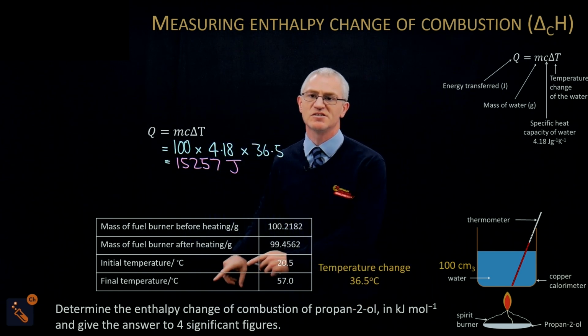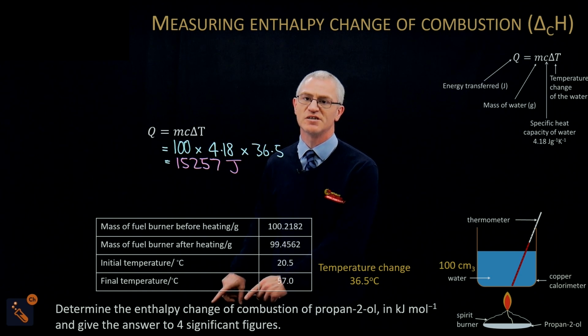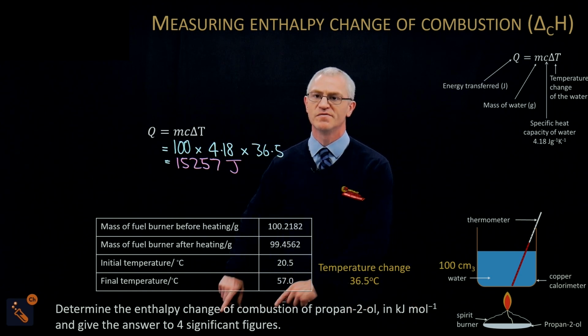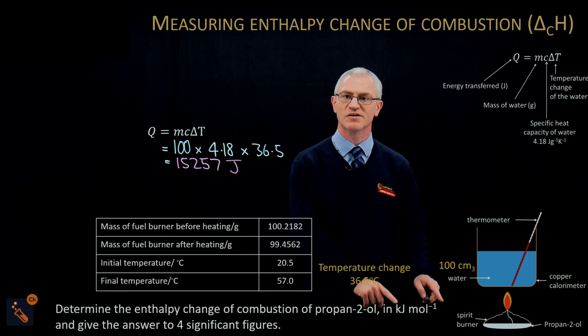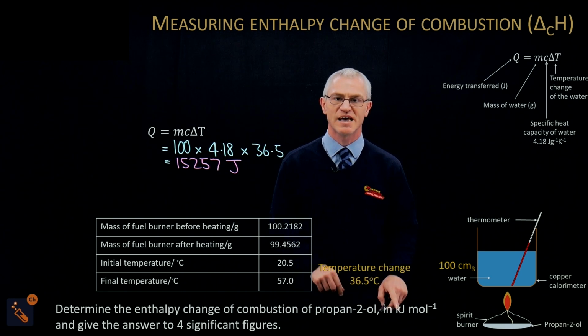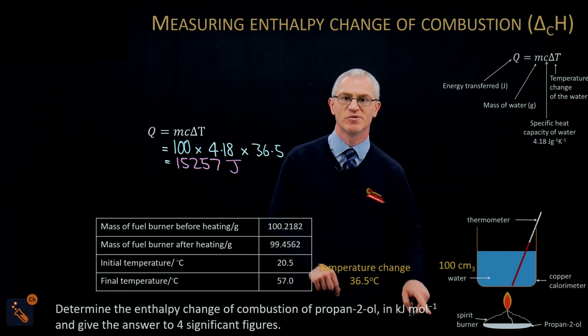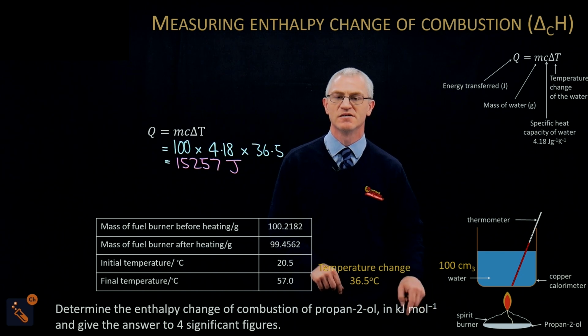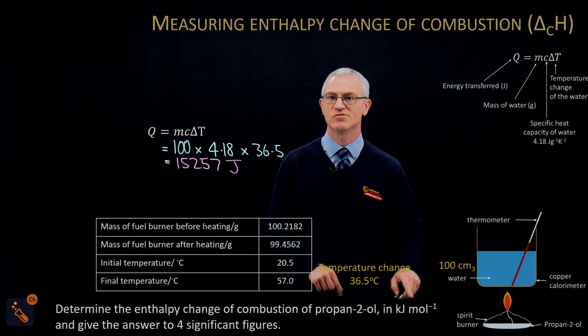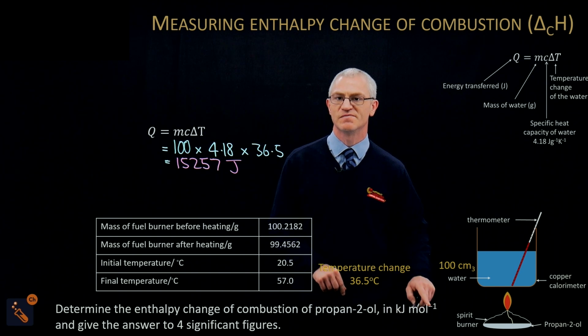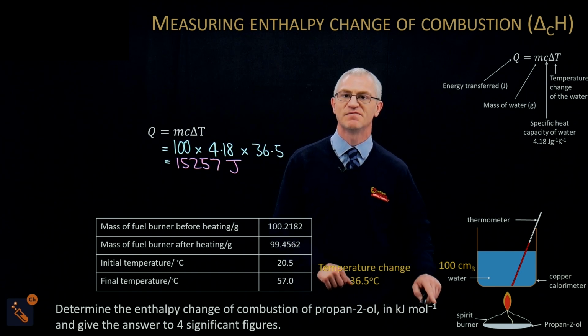And it wants us to determine the enthalpy change of combustion to 4 significant figures. So kilojoules per mole, 4 significant figures. Now kilojoules per mole means energy divided by moles. When you say per, it means divide. So kilojoules per mole means kilojoules divided by moles. So that's energy divided by moles.